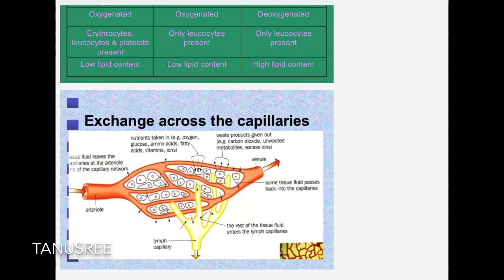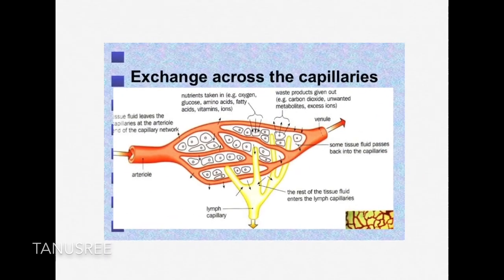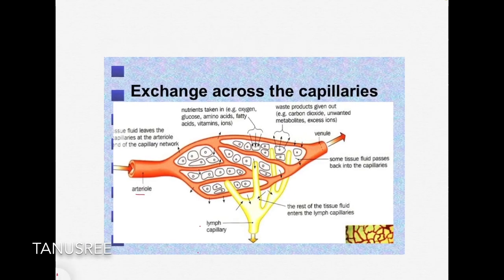Just look here how the exchange is taking place. The blood is moving in through the arterioles. So this blood which is moving in is oxygenated. Then it is branching as the capillaries, and through the arrows you can see it is moving into the tissue spaces, having nutrients such as oxygen, glucose, amino acids, fatty acids, vitamins and ions, which through the tissue fluid will be moving into the cells.